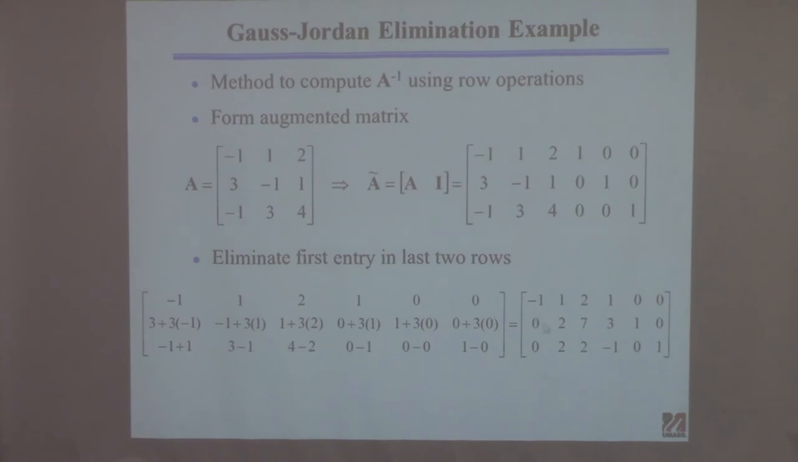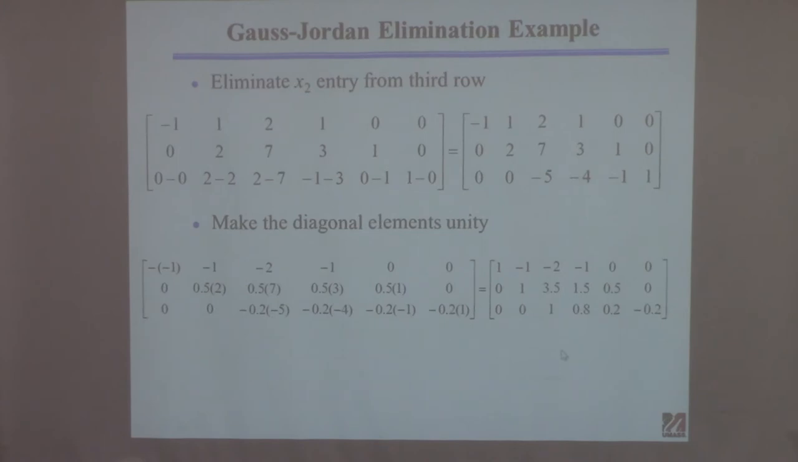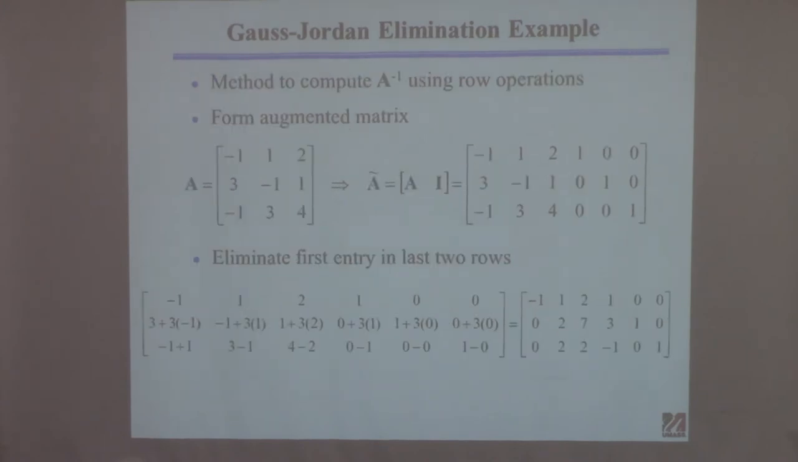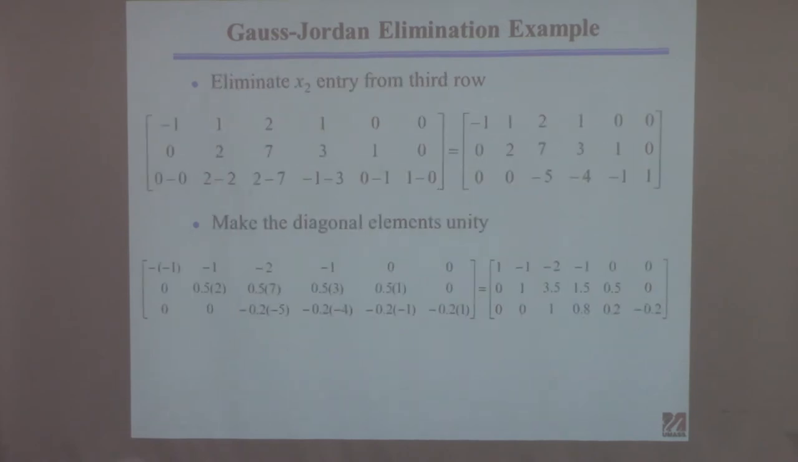My guess is the next thing I want to do is make that guy zero. And I'm right again. So what do I do there? Multiply this row times -2 and add it to this row. That'll make that element right there zero. That's what I did, and that's what you get. Okay, so now I've got an upper triangular matrix for this first 3 by 3 system that I want to make the identity matrix.